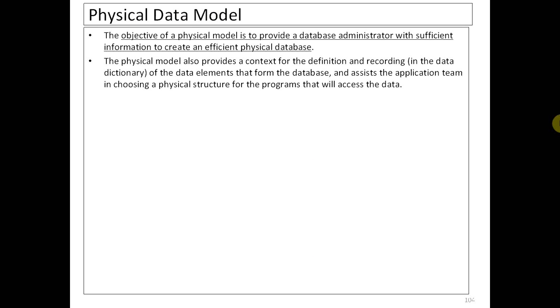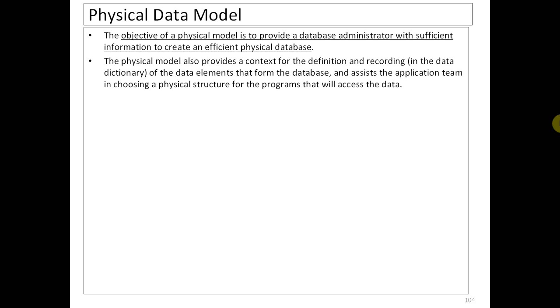So, the physical data model. Here we come to the objective of a physical data model, which is to provide a database administrator with sufficient information to create an efficient physical database. So the objective is something one needs to understand: it is to provide the DBA with sufficient information to create the efficient physical database. And what is the sufficient information? It is the volumetric information of the entities, the relationships, their cardinality, and also the table space information to which a particular entity belongs.